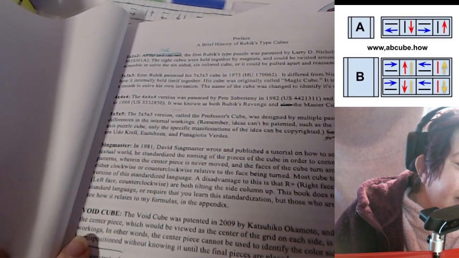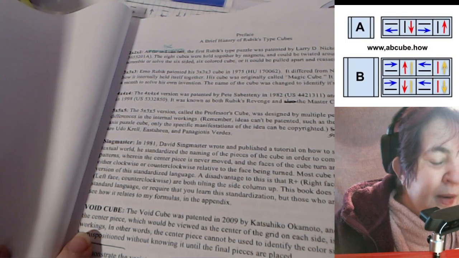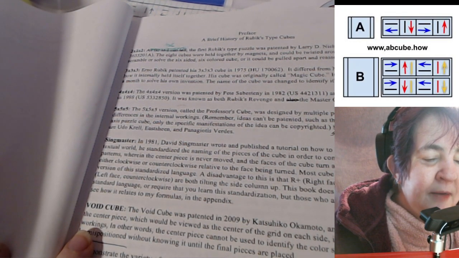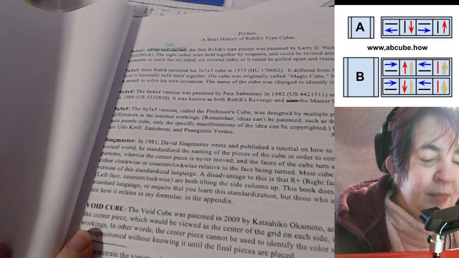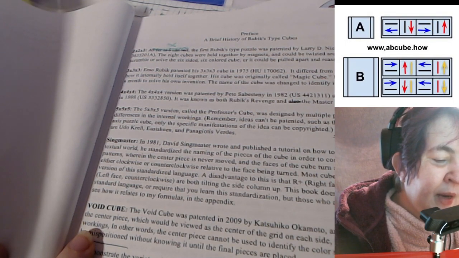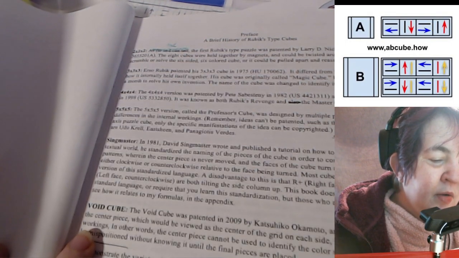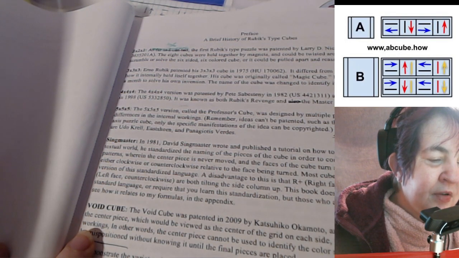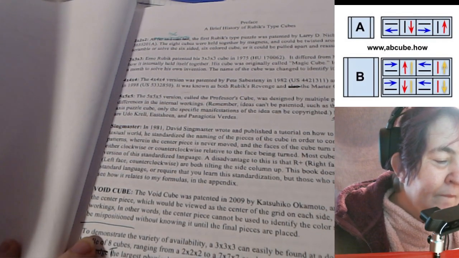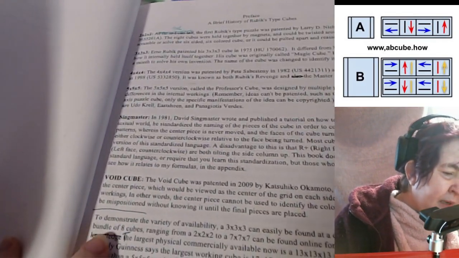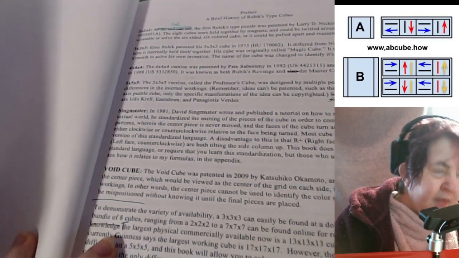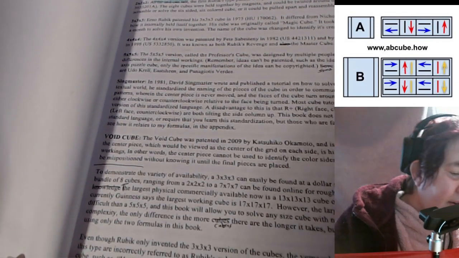The 4x4 and 5x5. The 4x4 was patented by Pete Sebesteny in 1982. There's the patent number, and by Li Chen Shane in 1998. There's that patent number. It was known as both Rubik's Revenge and also the Master Cube. And then the 5x5 was called the Professor's Cube. And then Singmaster wrote a tutorial and standardized the naming of it. And the Void Cube, etc.